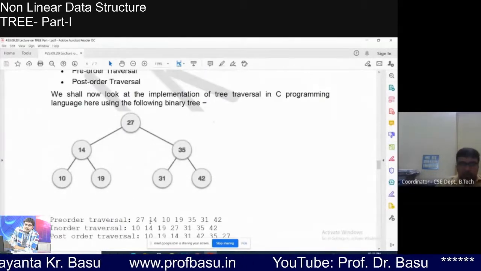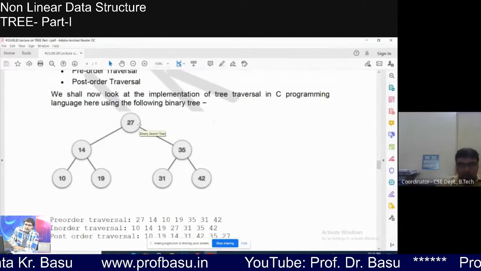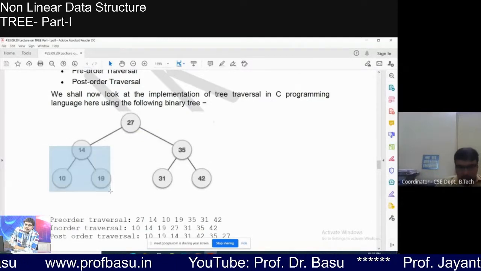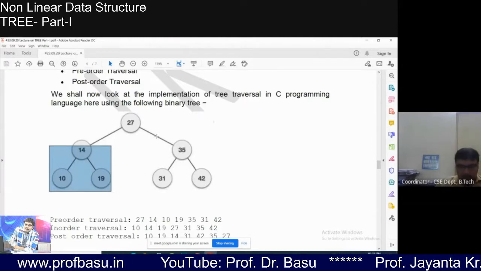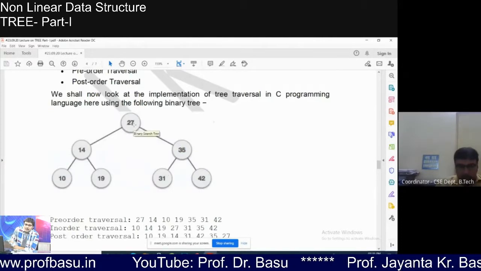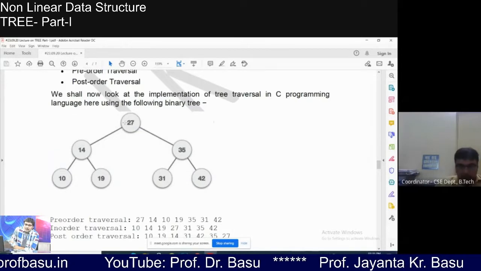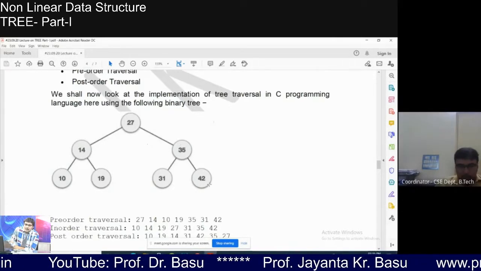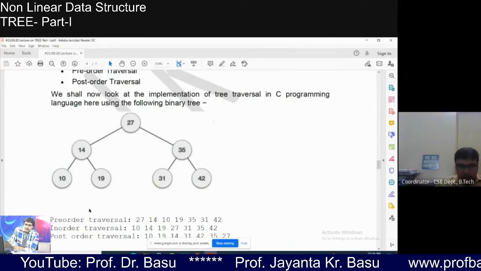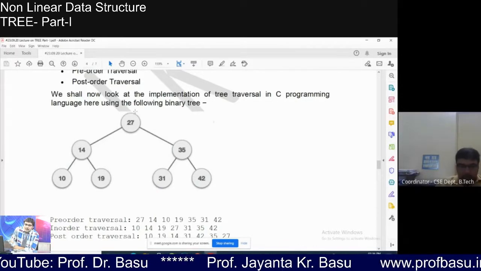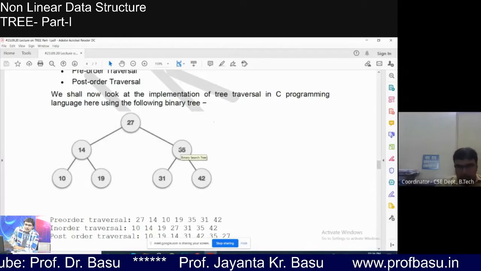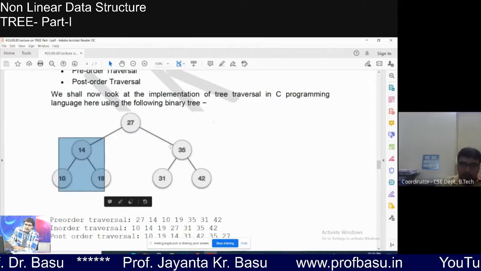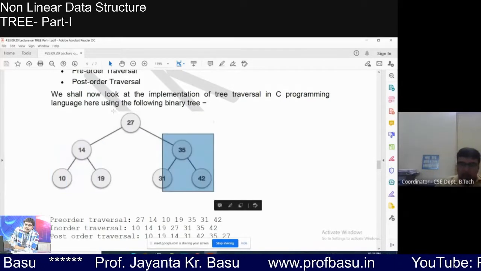See, pre-order traversal means here we are considering the root node first. In in-order traversal, we are considering the left subtree first, and in post-order traversal, we are considering the left, right, then root. Means the sequences are different. In pre-order, first root, then left, then right. In in-order, we consider the left subtree first, then root, then right subtree. And in post-order traversal, we consider the left subtree first, then right subtree, then root.